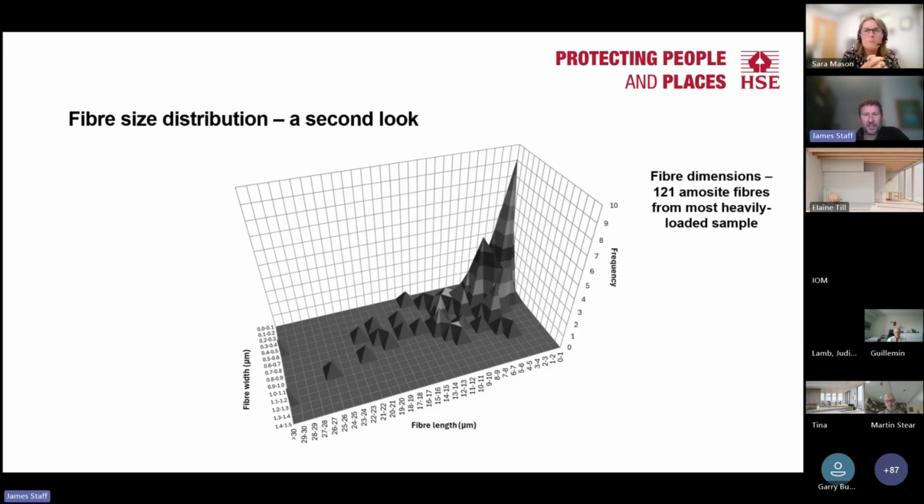And here are those data for the 121 amosite fibres presented in that three-dimensional graph format again. It's important to note here that this is just for amosite really, and also just in a single material. These distributions will vary a lot for different asbestos types, especially for chrysotile, which would be very different because it has very thin fibres. They would also vary to some degree for the same asbestos type, depending on how the material had been processed, what material it was in, or how it had been disturbed in order for the fibres to become airborne.